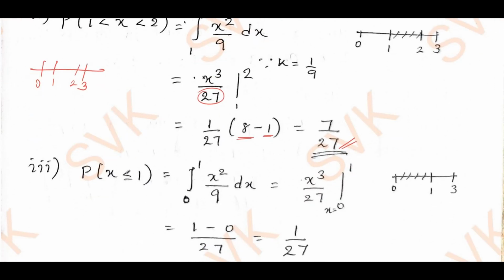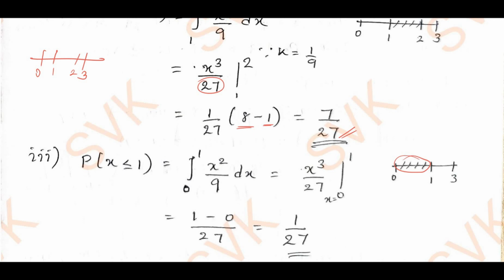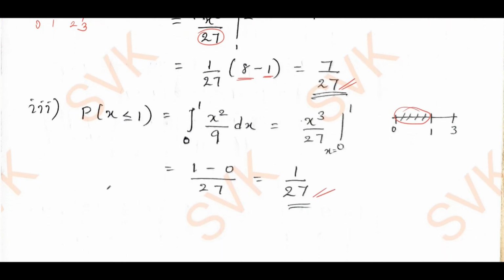Next, going with the probability of x less than or equal to 1. It is given by the integral from 0 to 1, as the value is lying between 0 to 3, so I need to consider only the range 0 to 1, of x square by 9 dx. Integrating that part, I am going to get x cube by 27, limit x equal to 0 to 1. Substituting the upper limit, 1 cube is 1, minus 0 cube is 0. So 1 minus 0 will be 1. 1 by 27 is the required answer.